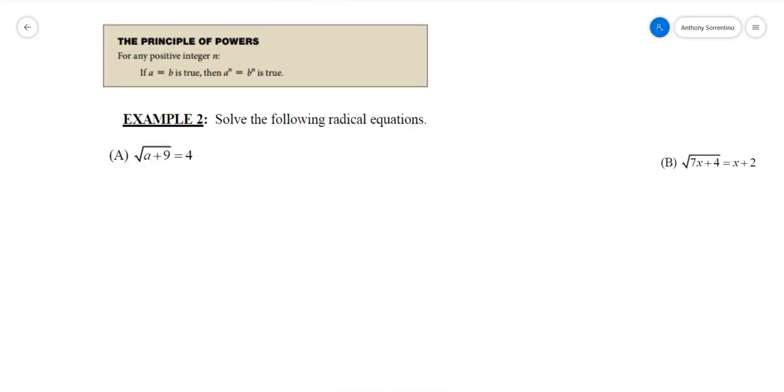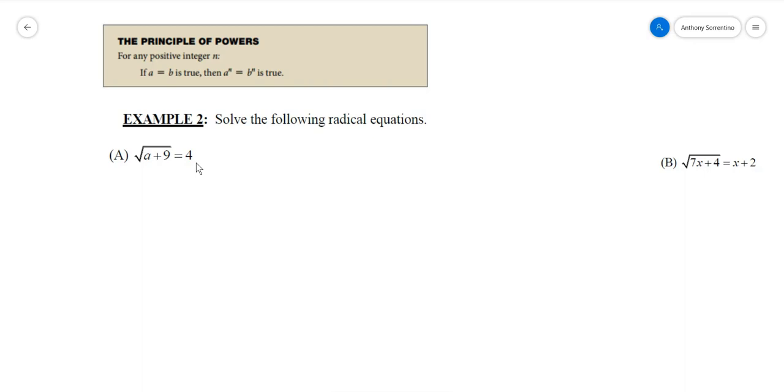Now, as we deal with radical equations, we're going to use this idea of the principle of powers along the way. So basically, if I know I have two things being equal to each other, if I raise them to a power, they're also going to be equal. So if I know that the square root of a plus 9 equals a positive 4. Now, first of all, one of the things to be on the lookout for is a possibility of extraneous solutions, and it does come up every once in a while.